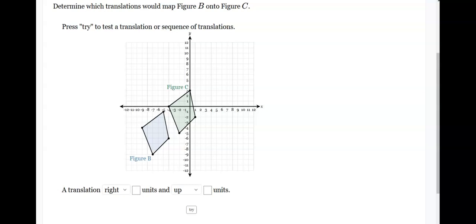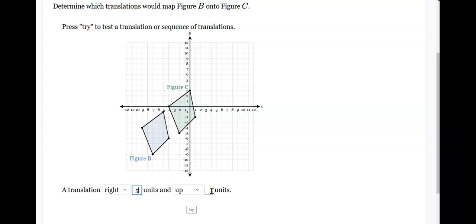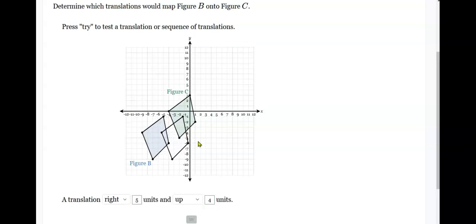Now don't forget you have to pick corresponding points. So you can only move a point that matches from the beginning shape to the ending shape. Bottom right corner, bottom right corner. And you can only move along the grid lines. So to the right, 1, 2, 3, 4, 5, and then up, 1, 2, 3, 4. Once you type those values in, you can try the animation. If it maps correctly, it will allow you to submit.